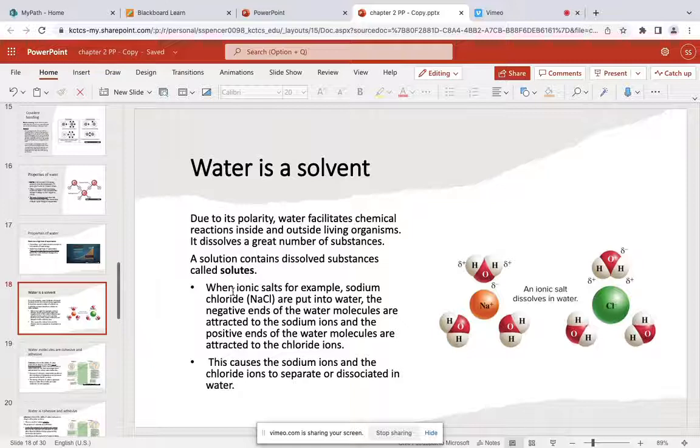Water is a solvent, and what is a solvent? A solvent is essentially something that is used to break down or dissolve a solute. So a solution contains dissolved substances called solutes. And I give this example here. When ionic salts, like we said, sodium, the positively charged, and chloride, the negatively charged. Remember what an ionic bond is?